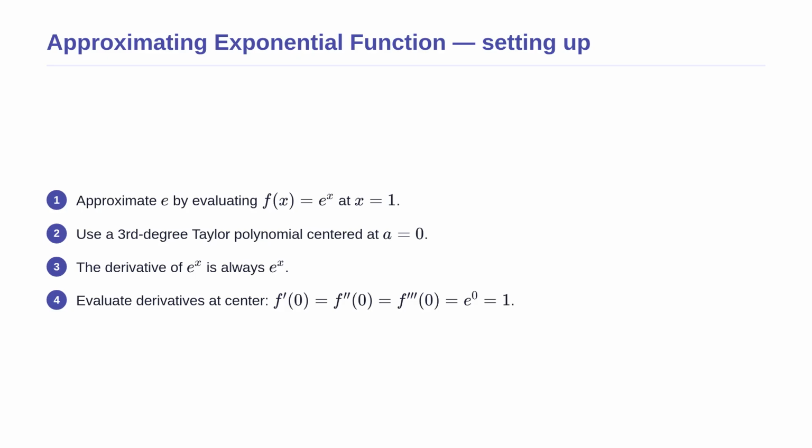The exponential function is wonderful because its derivative is always exactly itself. So, when we evaluate the function and all its derivatives at our center point of 0, we simply get e to the power of 0, which is 1.